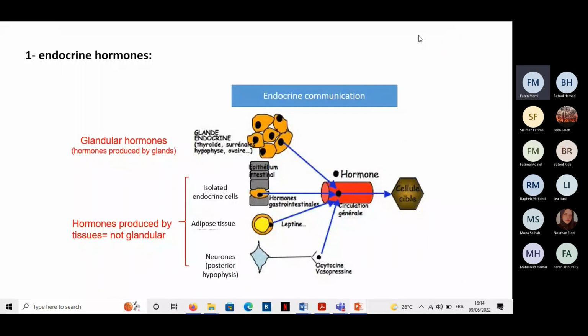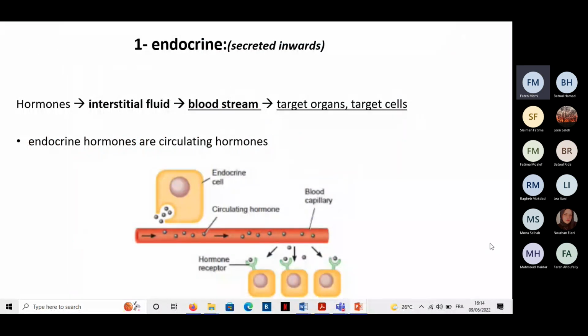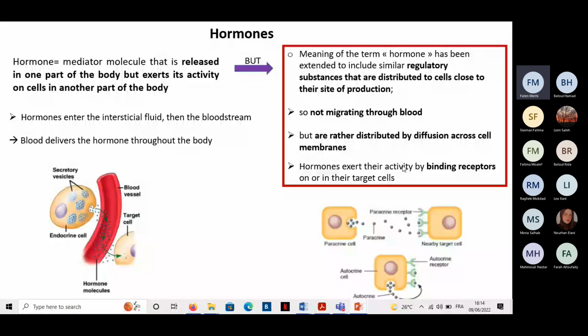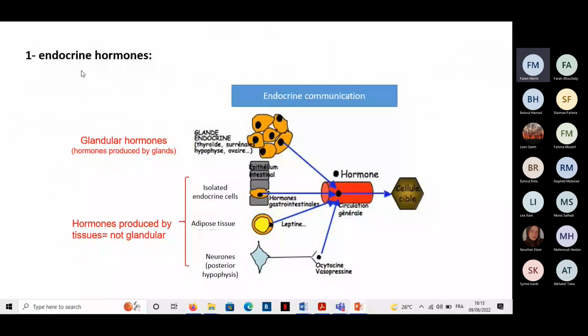I was talking about the endocrine hormones, which are produced by endocrine cells and pass in the blood circulation. Because in the beginning I talked about glands that secrete hormones which circulate in the blood. Here I was specifying that not all the endocrine hormones are produced by glands. Most of the endocrine hormones are produced by glands. We call them glandular hormones.